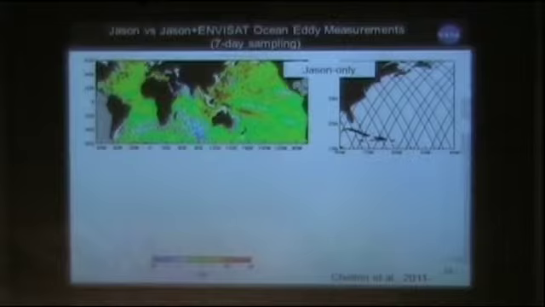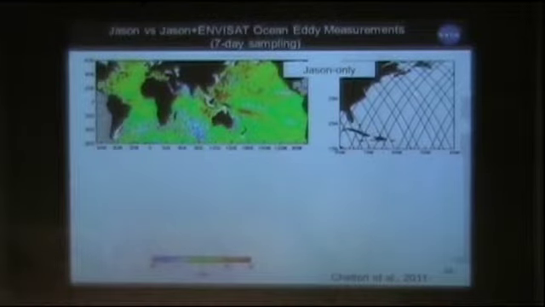The Jason nadir-looking satellites, a collaboration between the U.S. and France, have sampling characteristics over a week. These are the tracks of the measurements off the east coast of the United States in the Western Atlantic that look a little bit like this.